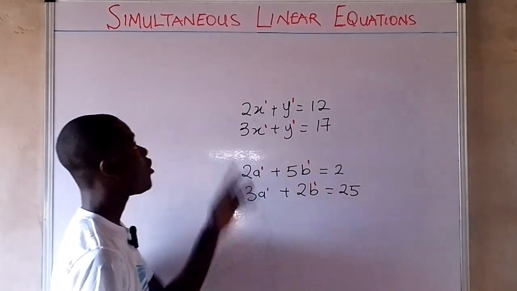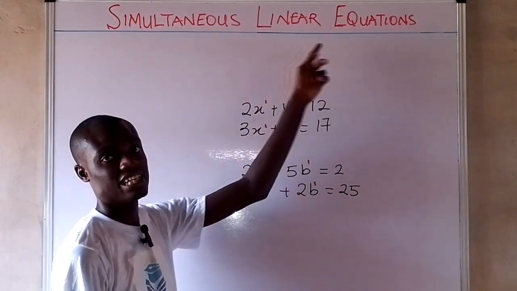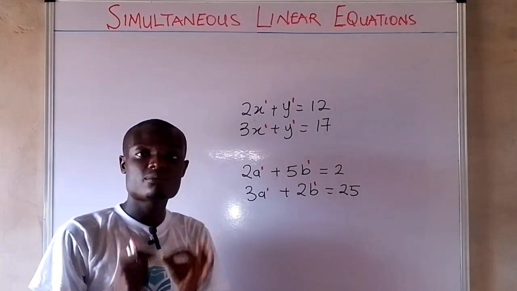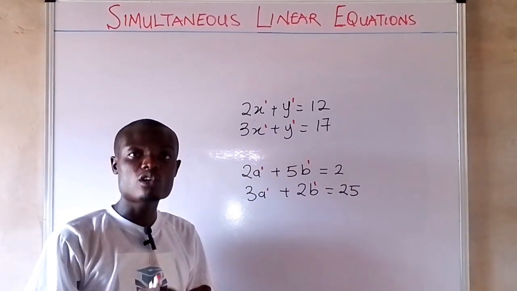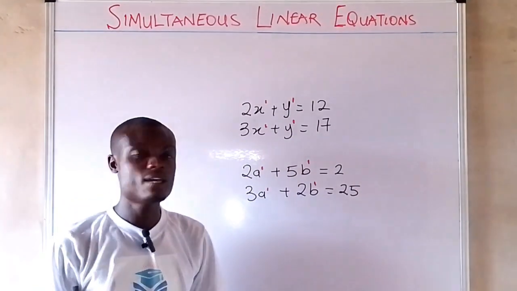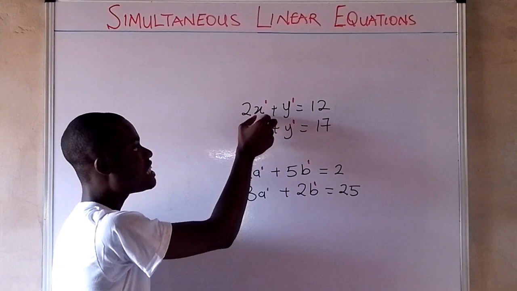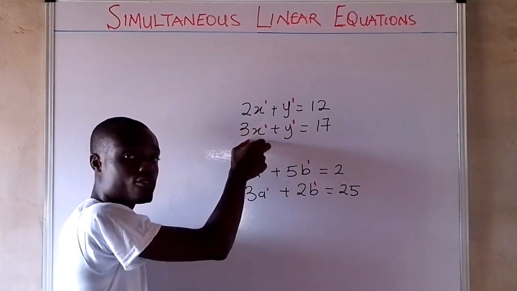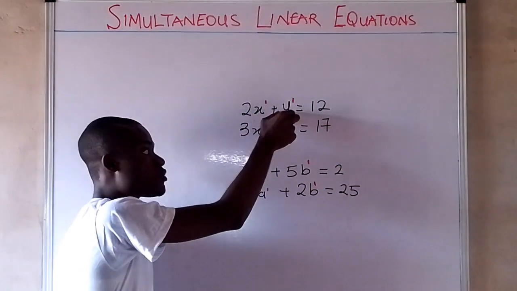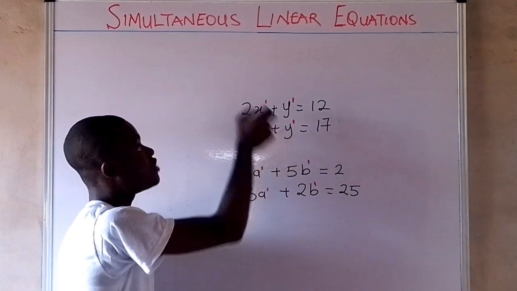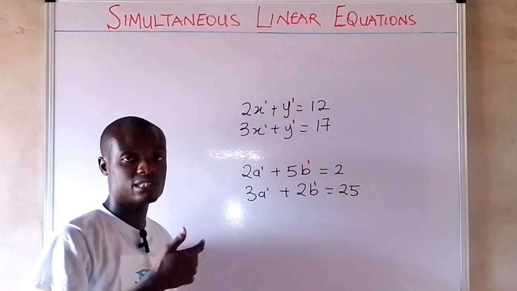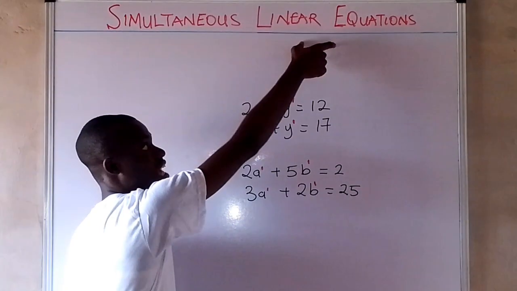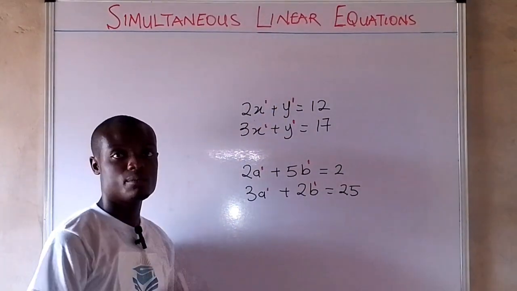Now, why do we call it a simultaneous linear equation? It is called a simultaneous linear equation because you have two different linear equations, but the unknowns are the same. What does that mean? It means that if x is 5, x will also be 5 in this case. If y is 0, y will also be 0 in this equation. So that's why we have simultaneous, occurring at the same time or having the same value. So we have two linear equations having the same unknown.